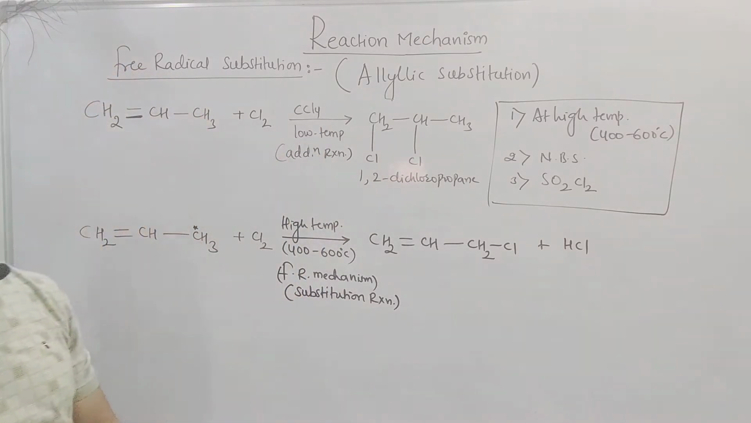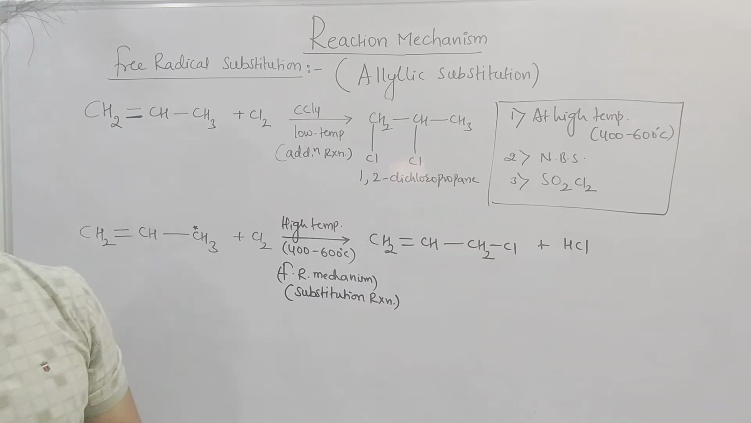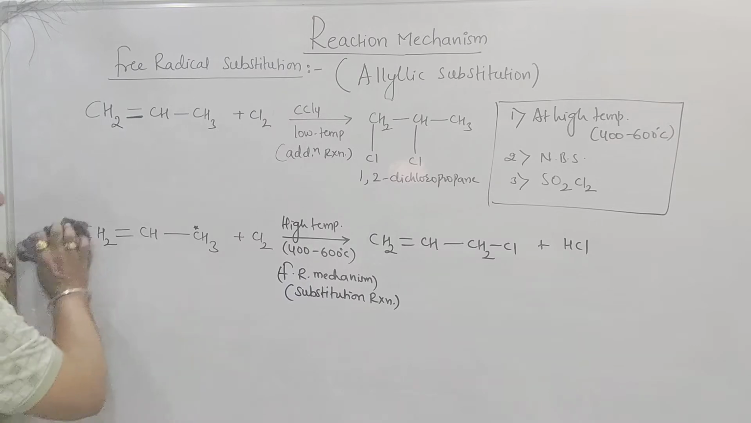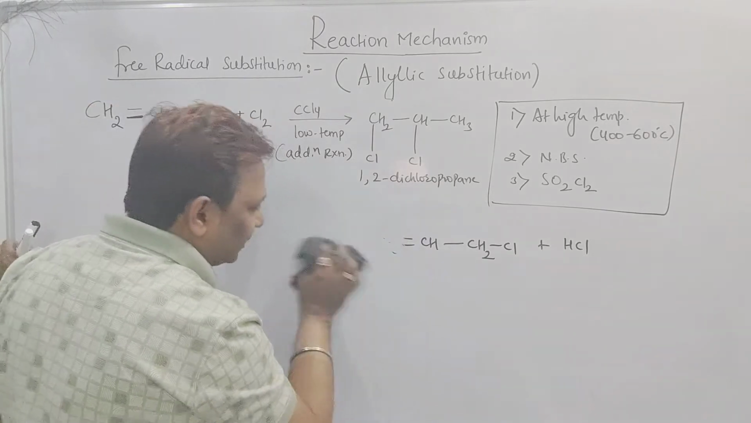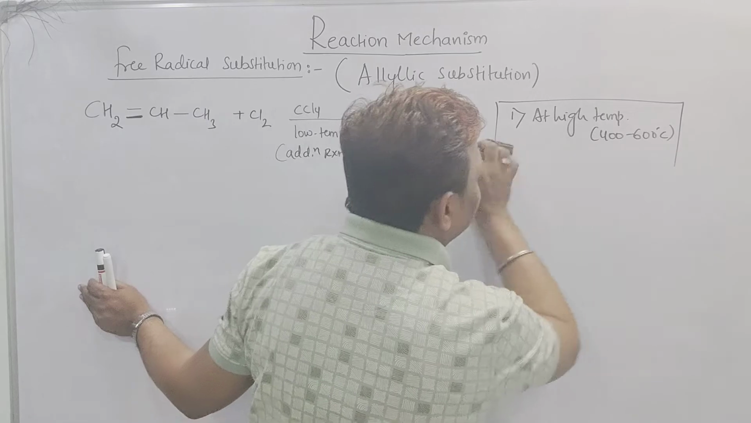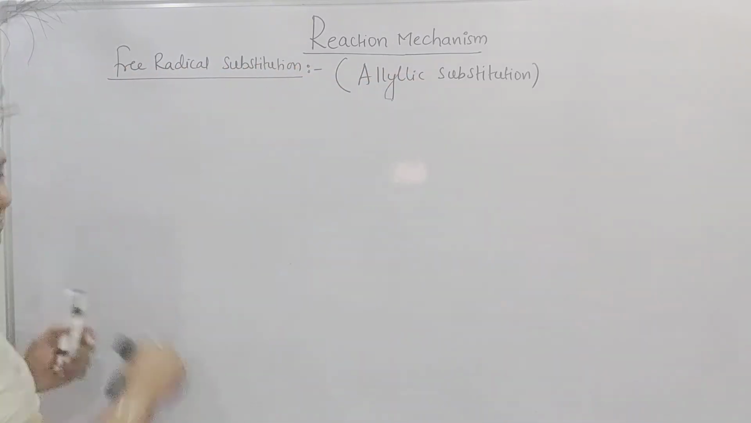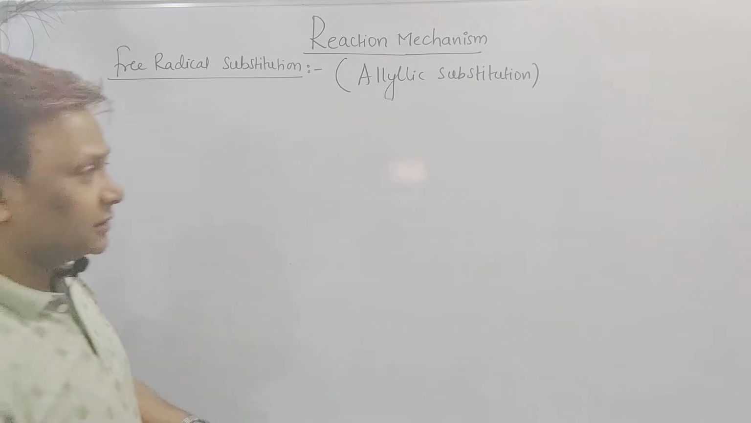Right? See, beta, once again. Clear? Shall we discuss one more example? One second. Now, instead of taking this unsymmetrical alkene, we will take some ring-chain compound. The reagent is the same thing.